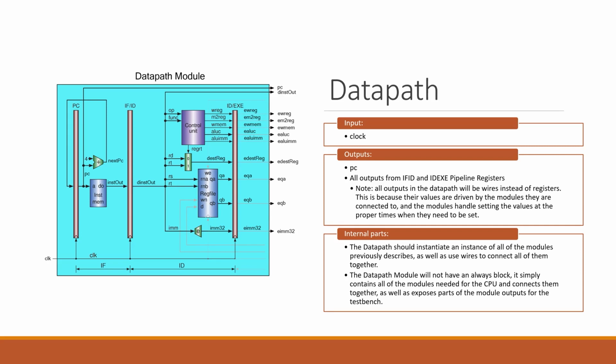Internally, your data path should instantiate an instance of all of the modules that we've previously described, as well as use wires to connect all of them together. The data path module will not have an always block. It simply is containing all the modules and connecting them together with the wires, as well as exposing parts of it for the test bench, which we'll talk about now.